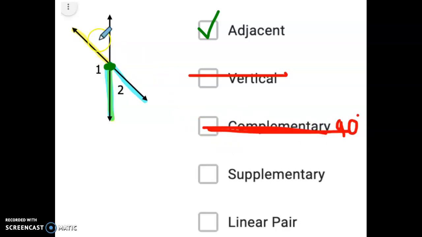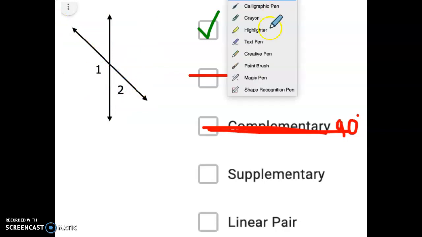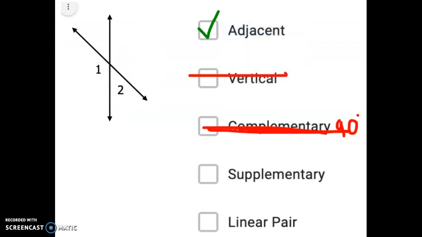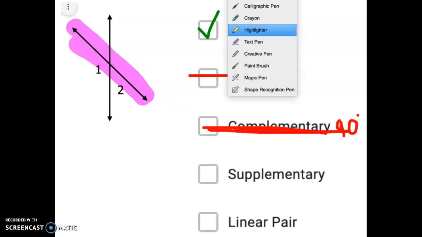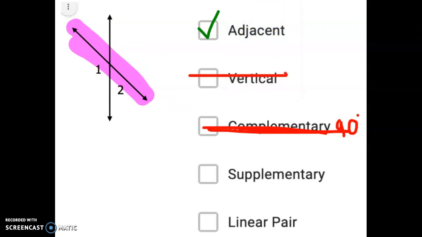But we said they do form a straight line here. If you look, I'm going to erase this and look at our picture again. If you look, they form a straight line right here. I'm highlighting in pink. So that means that a straight line is how many degrees? 180. So are they going to be supplementary? Yes. Are they going to be a linear pair? Well, do they form a straight line? Yes. So here you actually have three relationships that apply. So you want to make sure you check all three of those.